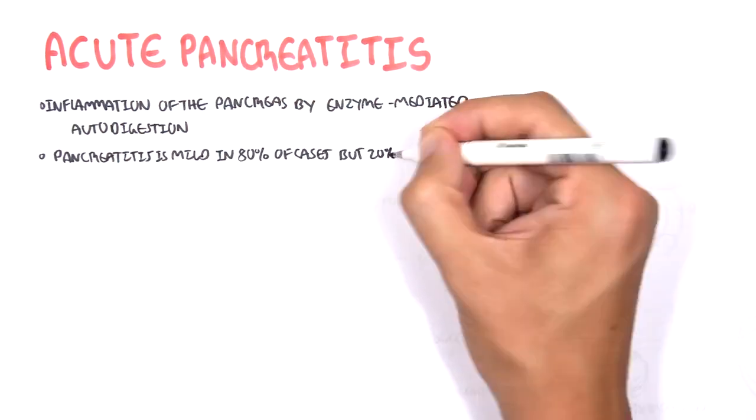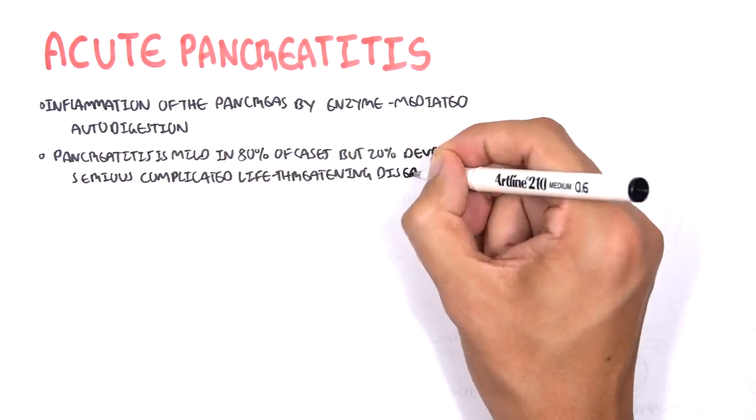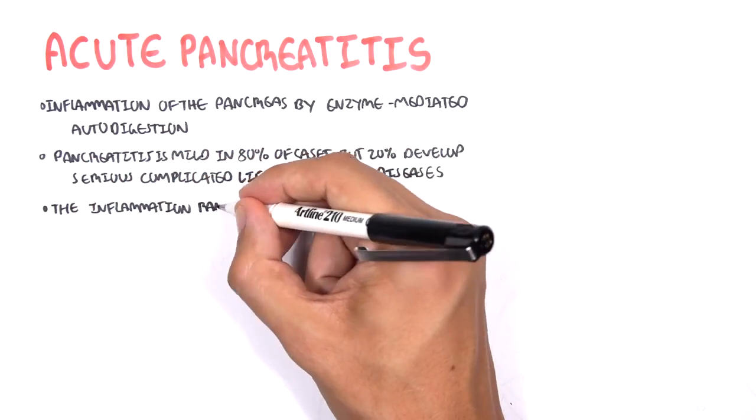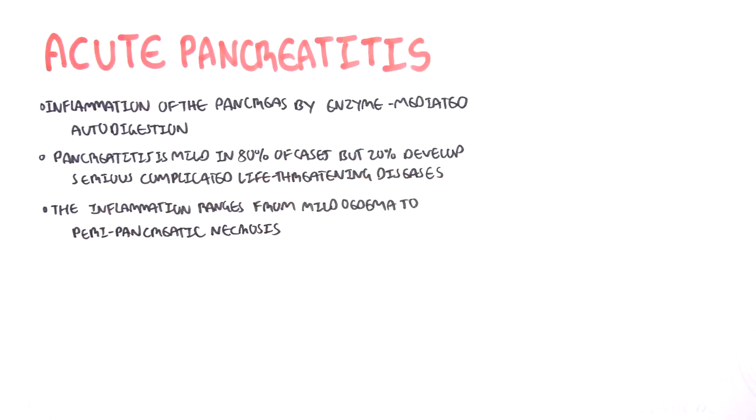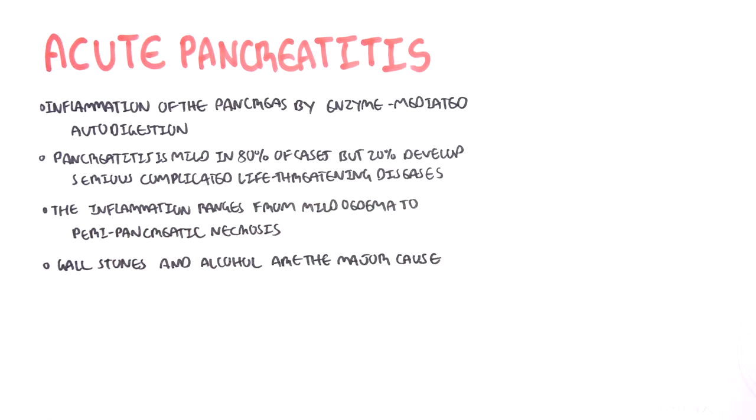Pancreatitis is mild in 80% of cases, but 20% develop serious, complicated, life-threatening disease. The inflammation ranges from mild edema to peri-pancreatic necrosis. Gallstones and ethanol are the major causes of acute pancreatitis.